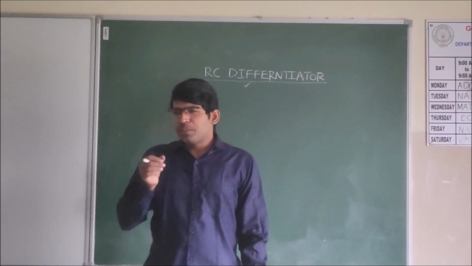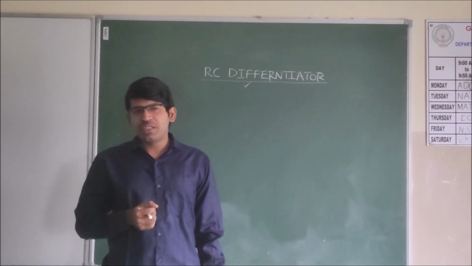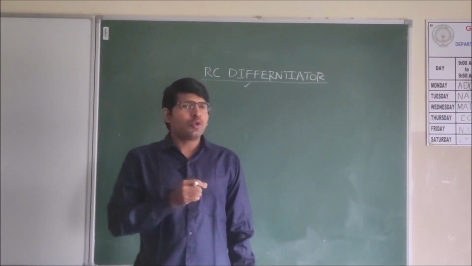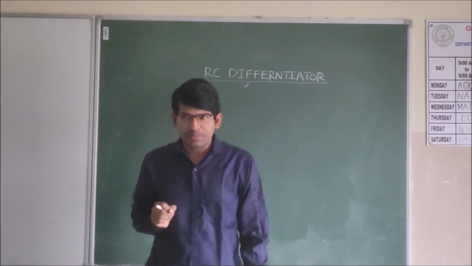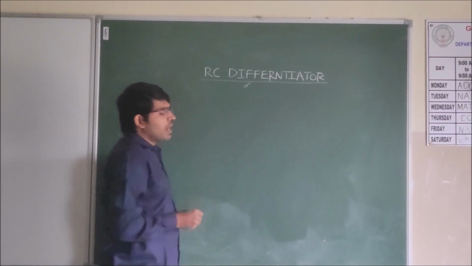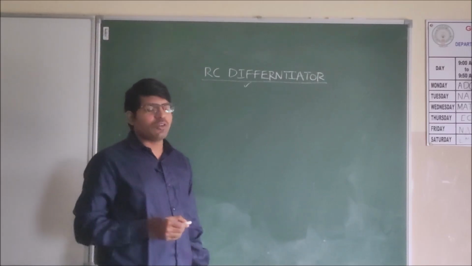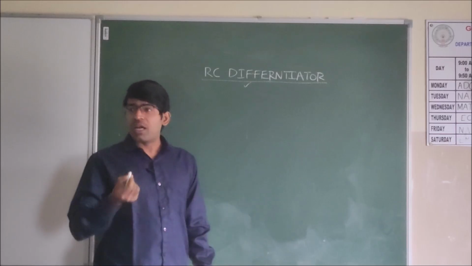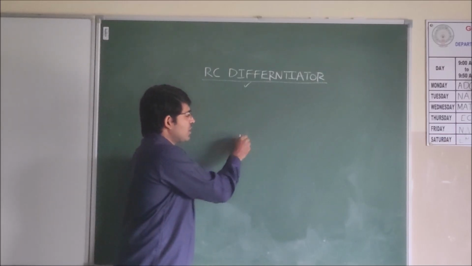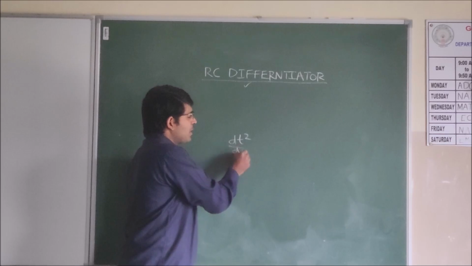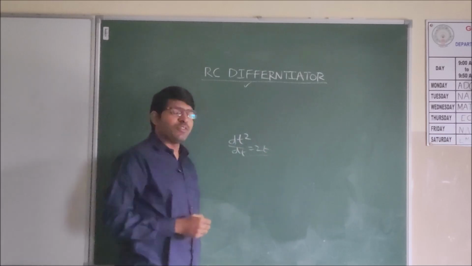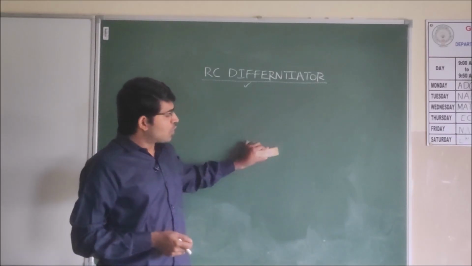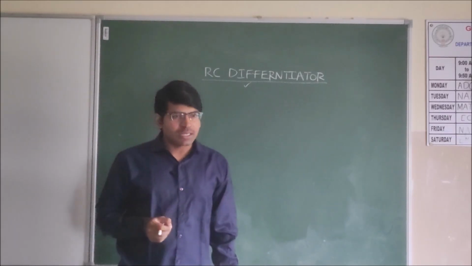Differentiator means the same differentiation we have learned in mathematics. But here we are doing the differentiation for the signal. In mathematics you might have learned differentiation of cos x is minus sin x, and differentiation of sin x is cos x, and the differentiation of t square is nothing but 2t. This differentiation now we are performing for an electrical signal.